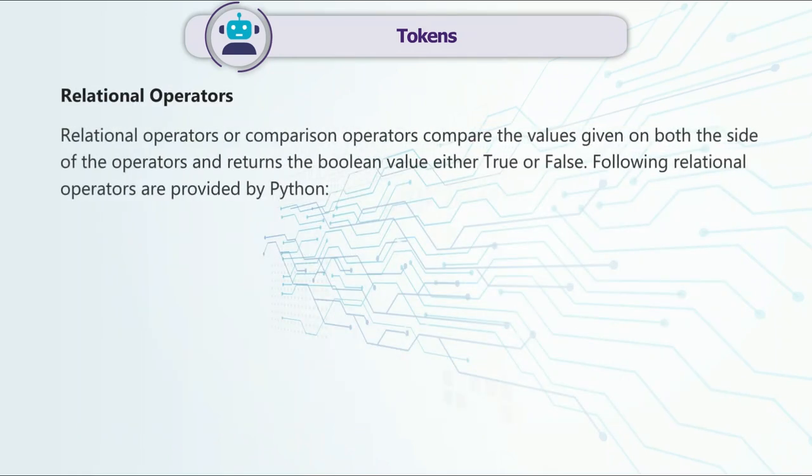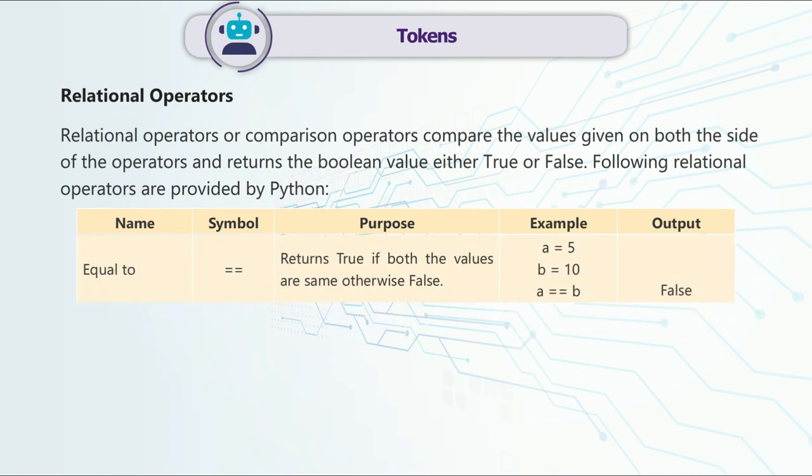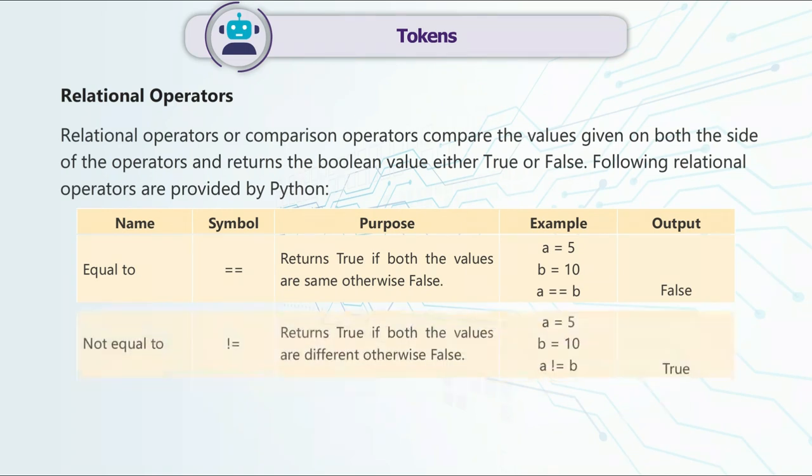Relational operators. Relational operators or comparison operators compare the values given on both sides of the operator and return the Boolean value either True or False. Following relational operators are provided by Python: name, symbol, purpose, example, output. Equal to: returns True if both the values are same, otherwise False. a = 5, b = 10. a == b gives False.